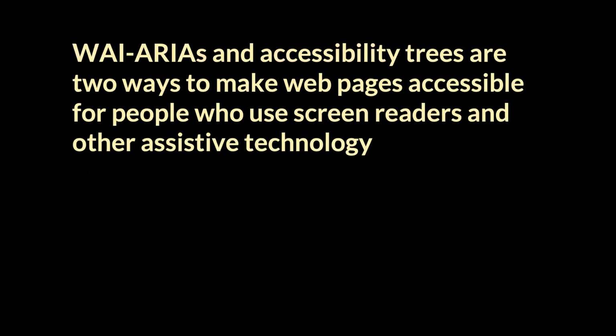WAI ARIAs and accessibility trees are two ways to make web pages accessible for people who use screen readers and other assistive technology. So in order to further understand how you can design websites that are accessible and most suitable for a screen reader user, you have to learn a little bit about ARIAs and accessibility trees. The topic is very detailed and has a lot of specifics, which you don't really need to know all of the different details, but you definitely need to know the basic concepts.